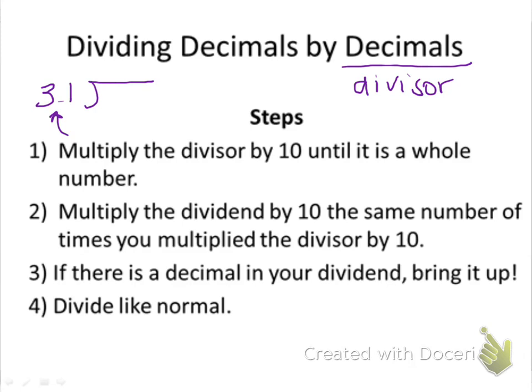Then number 2, multiply the dividend by the same number of times you multiplied the divisor by 10. So the dividend is what goes inside the division symbol. So for this case, our dividend is 12 4/10. So I would multiply the dividend by 10 the same number of times as I did the divisor.